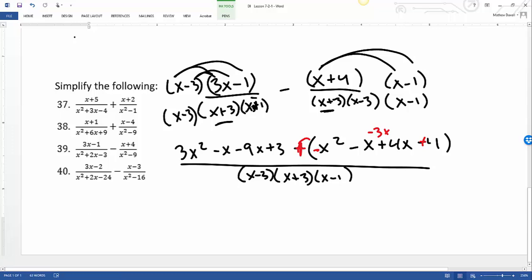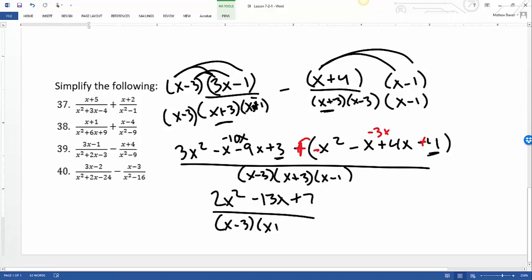So 3x squared minus x squared is 2x squared. This is minus 10x. So minus 10x and minus 3x is minus 13x. And then 3 and 4 get me plus 7. And this is over x minus 3, x plus 3, and x minus 1.